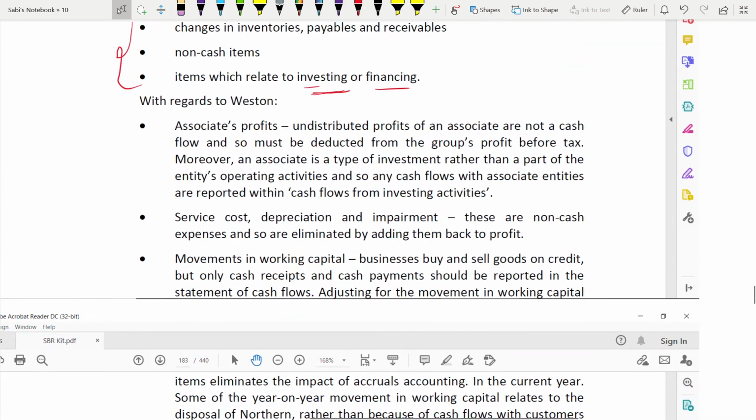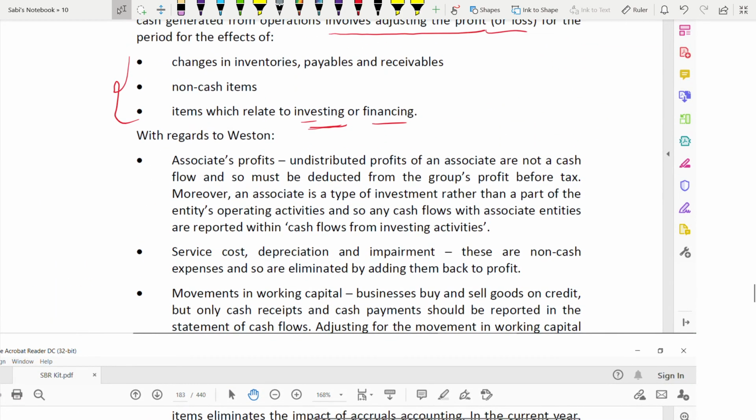Okay. So first they have talked about the associate's profit. Number one, just see how they're explaining. First, they're giving a point, then they're explaining, giving a point, explaining, giving a point, they're expanding on that. They just didn't say, okay, add associate profit, deduct associate profit, service cost added, depreciation added, movement in working capital deducted, added. It's not just addition or subtraction that you have to talk about. You understand what I'm saying? So let's go to the answer.